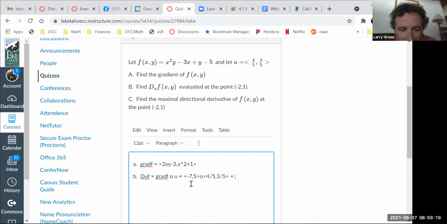Then we just do it. In fact, I'm going to factor out the 1/5, it's easier. Little rule of dot products, you're allowed to do that: you can factor a constant from either of the vectors. Then we get -28 plus 15. So -7 times 4 is -28, plus 5 times 3 is 15. -28 plus 15 is -13, and that's equal to -13/5. Any questions on finding the directional derivative in the direction of a vector given a point and the function?